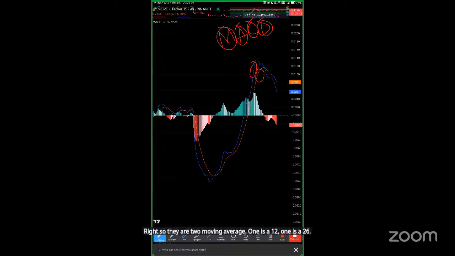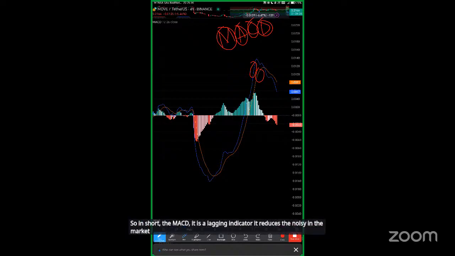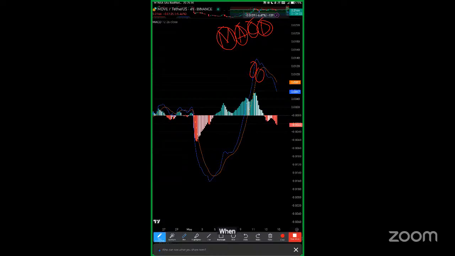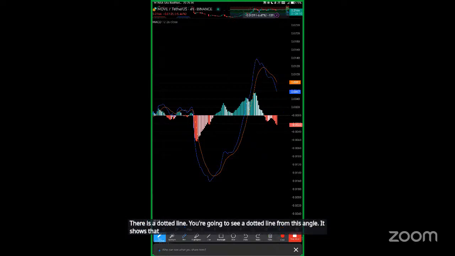So in short, the MACD is a lagging indicator. It reduces the noise in the market, okay? Now, let us look at other components of the MACD. When you look down here, there is a dotted line. You're going to see a dotted line from this angle. It shows that it is dotted, okay?